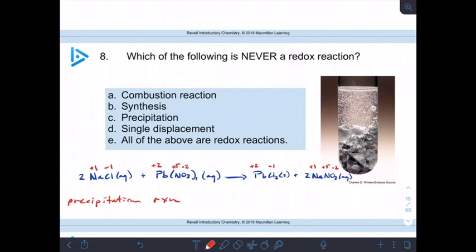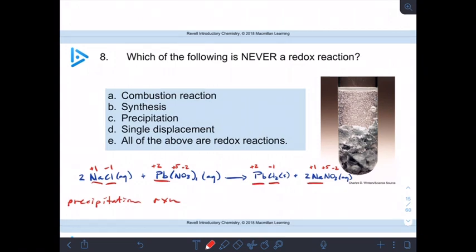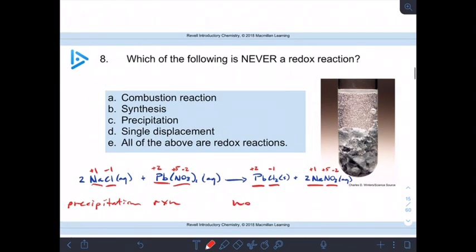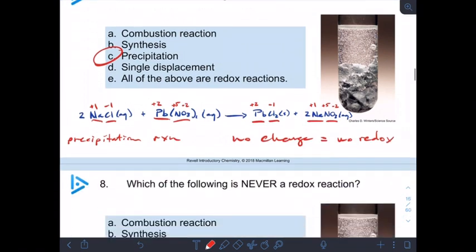So let's take a look at this precipitation reaction that we've written, and we'll find that the sodium has gone from a plus one to a plus one, left to right. Our chlorine has gone from a minus one to a minus one, so no change there. Our lead went from a plus two to a plus two. And our nitrate with the nitrogen and oxygen also has not changed. So no change means no redox. Okay, so in this particular question, which of the following is never a redox reaction? We could go through the other examples, but you'll find that they are all redox reactions except for precipitation.